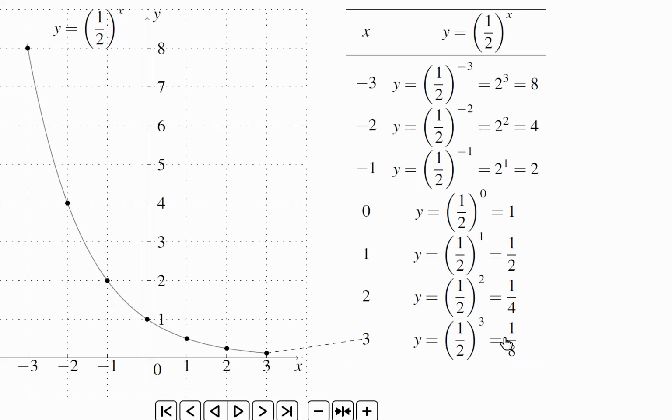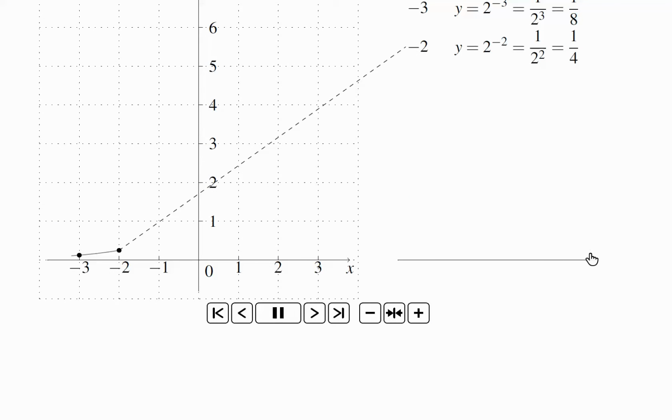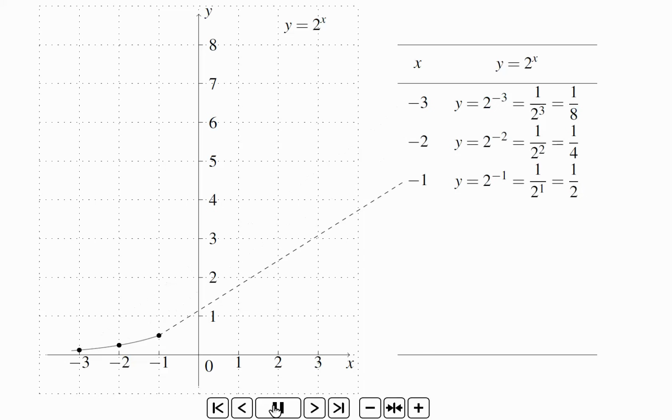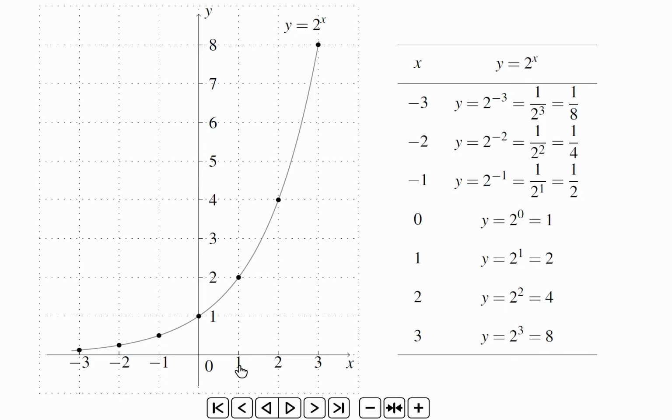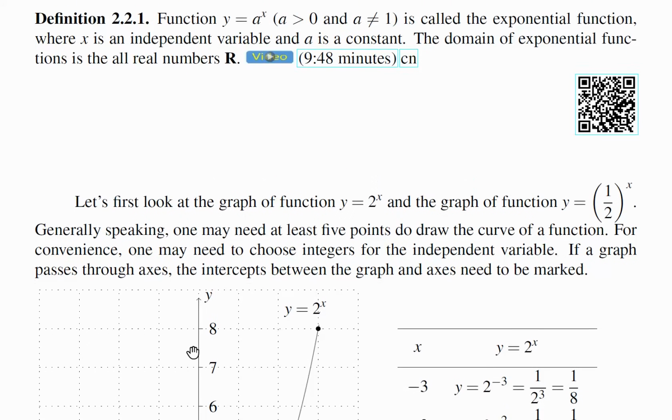If you look at those two graphs, one is 1/2 to the x, another is the graph for y equals 2 to the x. Those two graphs are symmetric with respect to the y-axis. So that's the feature for those two exponential functions.